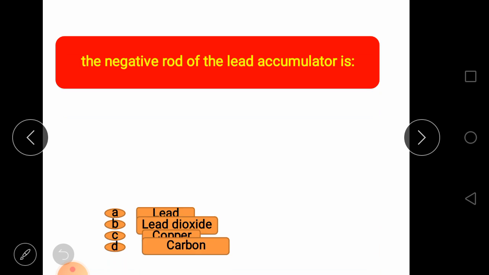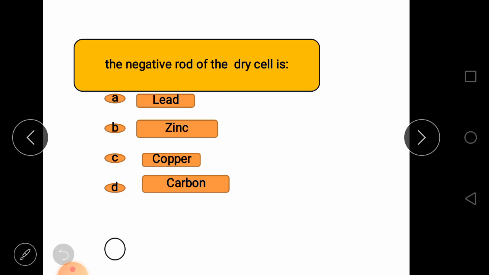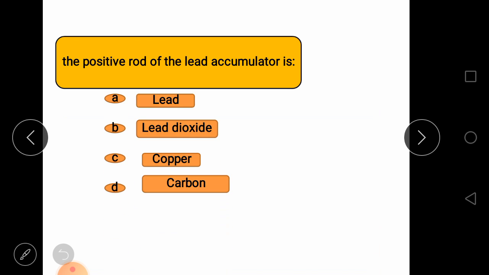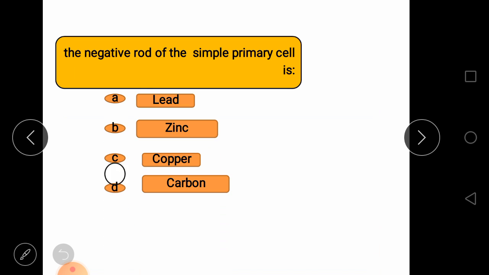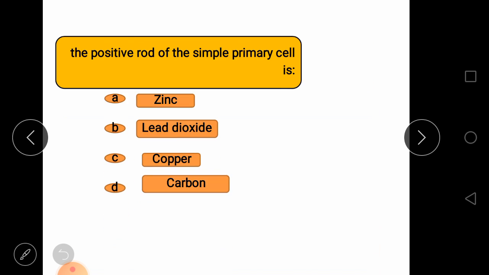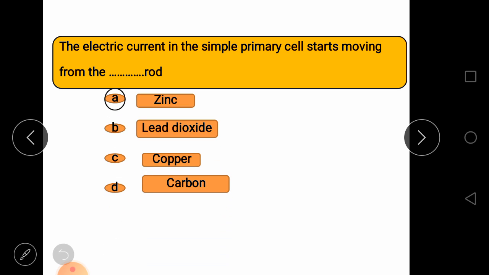The negative rod of the lead accumulator is lead. Yes, good. The negative rod of the dry cell is zinc. Yes. The positive rod of the lead accumulator is lead dioxide. Good. Here we have also the negative rod of the simple primary cell is zinc. True. The positive rod of the simple primary cell is copper. Yes. The electric current in the simple primary cell starts moving from the negative rod, which is the zinc rod.